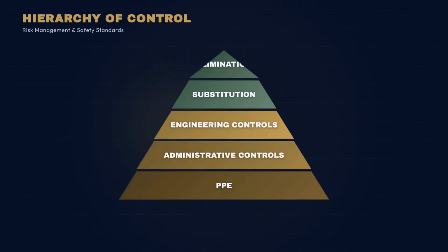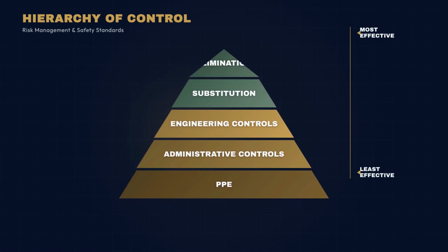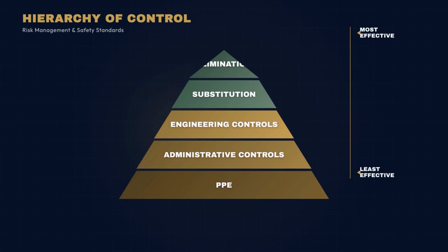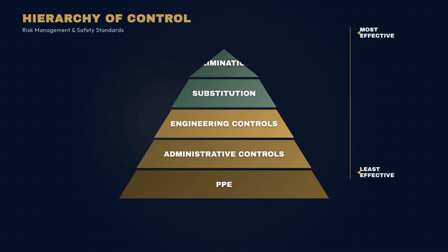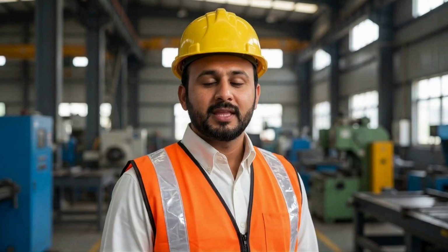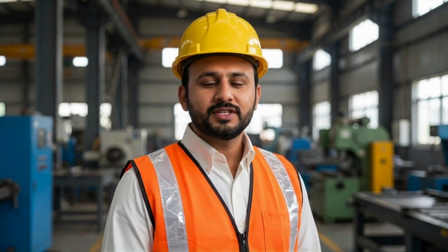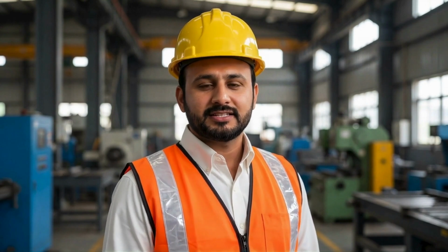Let's look at the hierarchy of control diagram. It is usually shown as a pyramid with 5 levels. At the top is elimination, followed by substitution, engineering controls, administrative controls, and at the bottom, personal protective equipment. The higher you go in the hierarchy, the more effective the control. The most effective control is elimination. This means completely removing the hazard from the workplace. For example, if a hazardous chemical is not needed, it should be removed entirely. According to NIBOSH, elimination is the best control because it removes the risk completely.